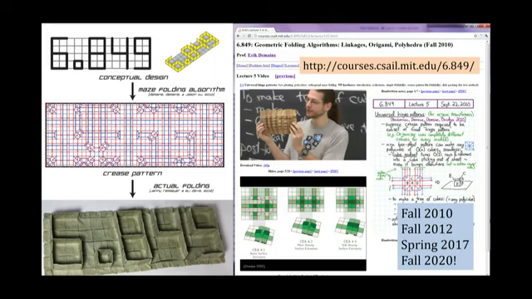The dream is we'll eventually have folding machines that do it all for us. And so that's the origami design, where you go from the target shape back to the crease pattern. The reverse direction is sort of foldability.